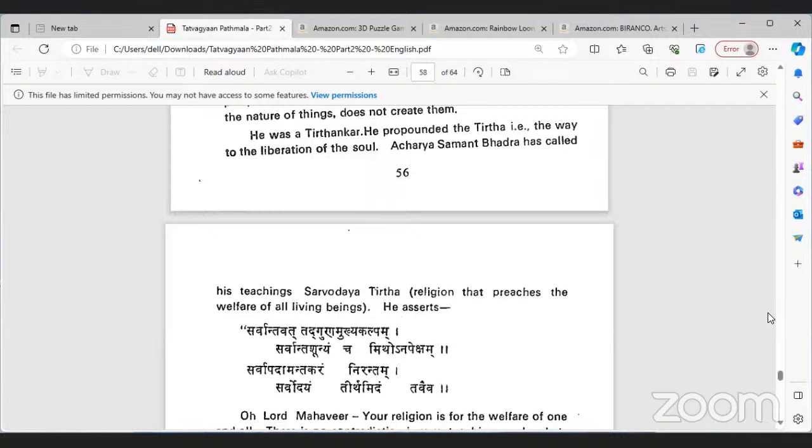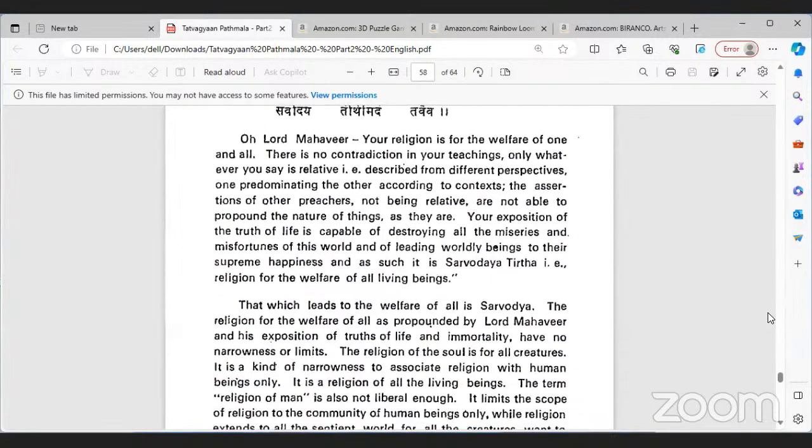Acharya Samantabhadra has called his teachings Sarvodaya Tirth, religion that preaches the welfare of all living beings. He asserts, O Lord Mahavir, your religion is for the welfare of one and all. There is no contradiction in your teachings. Whatever you say is relative, described from different perspectives, predominating the other according to context. The assertions of other preachers, not being relative, are not able to propound the nature of things as they are.